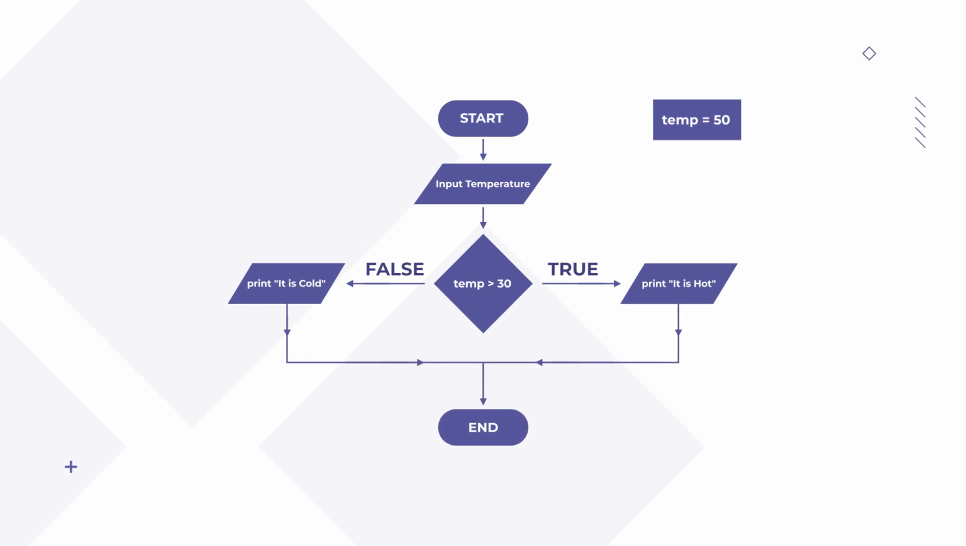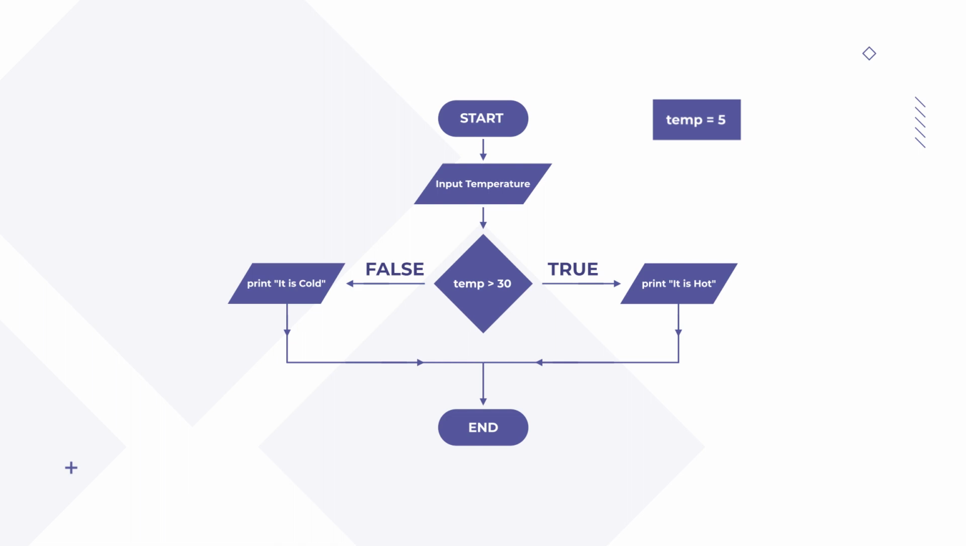So now my friends, the value of temp is 50. It will check this condition. Is this condition true? It will pick up the value of temp, that is 50. Is 50 greater than 30? So yes, the condition is true. So because it is true, go to this side and execute this line. So it will print hot on the screen and then just follow the arrows and it will go towards the end.